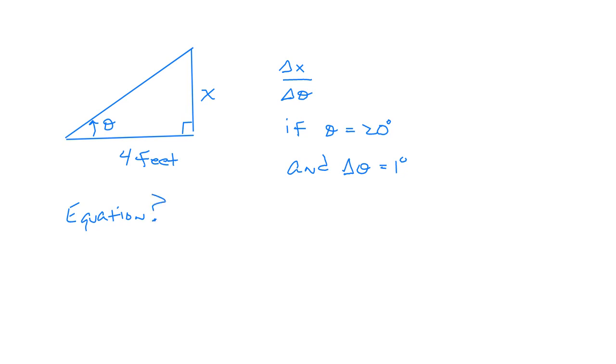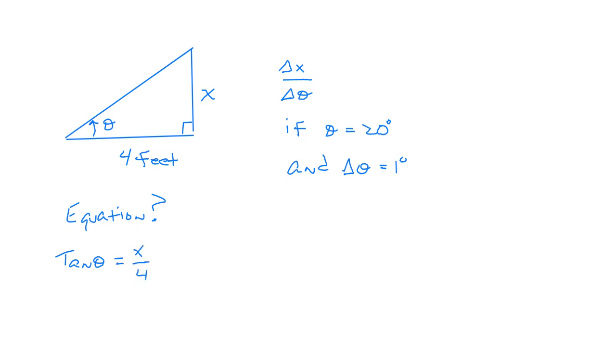Can you think of an equation that relates what we have here? Theta is an unknown, it's a variable. X is also an unknown, and 4 is a constant. Wouldn't it be opposite over adjacent? Yeah, that is a relevant equation. So let's start there.